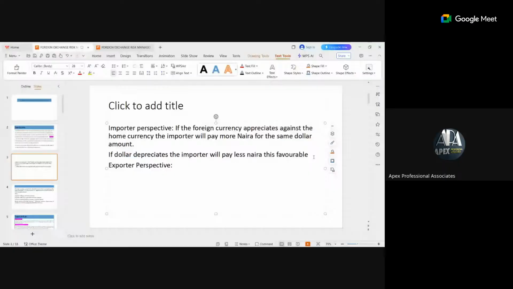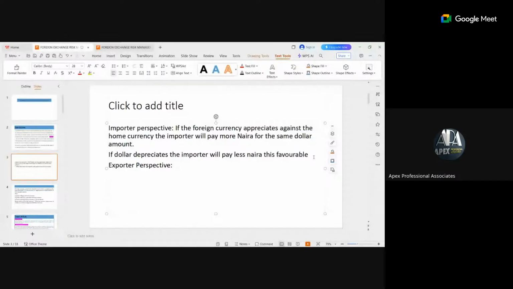Now, an exporter, for example, a Nigerian company selling cocoa to a buyer in the UK. What will happen? An exporter will receive payments in foreign currency. So if the foreign currency depreciates before payment, what will happen? The exporter will receive less naira when converting the dollar to naira, because this will lead to a loss.